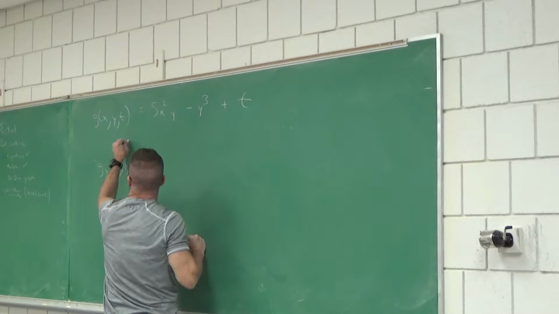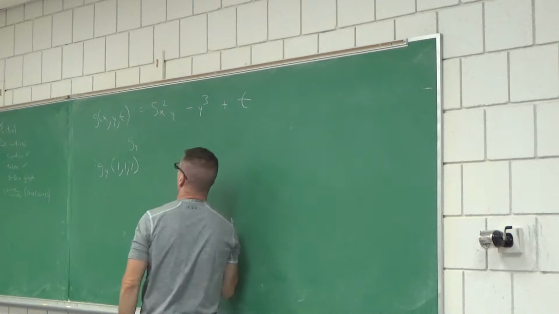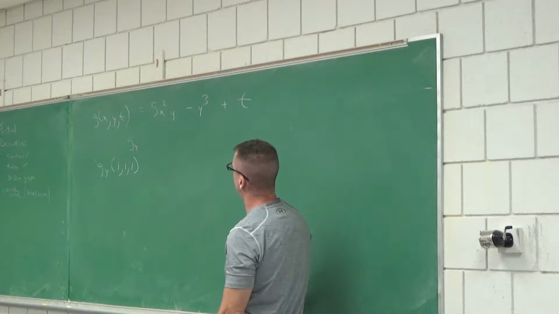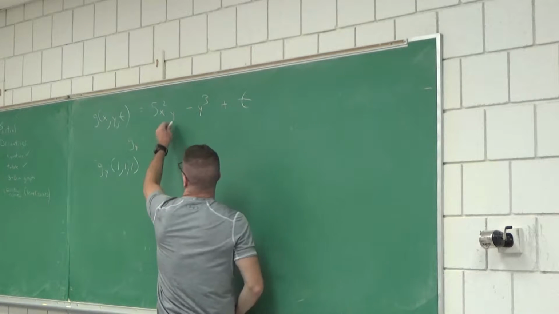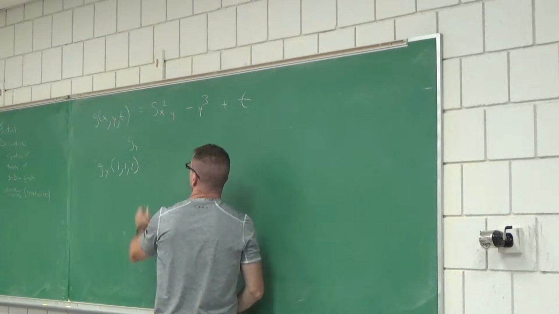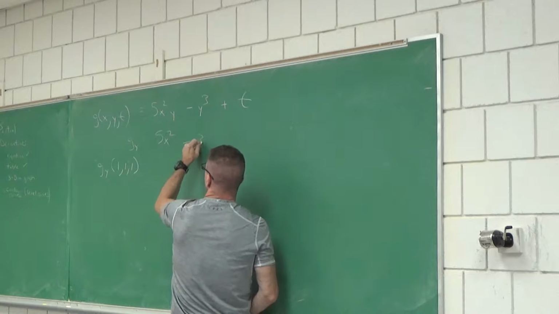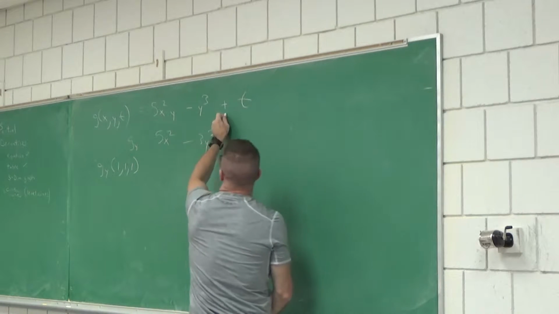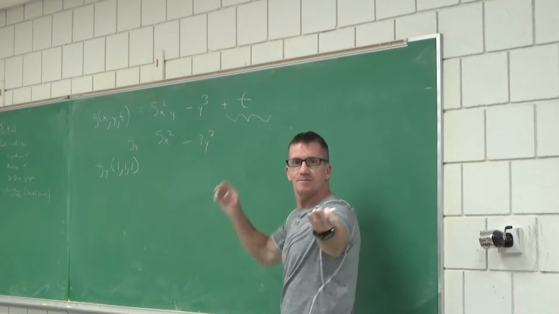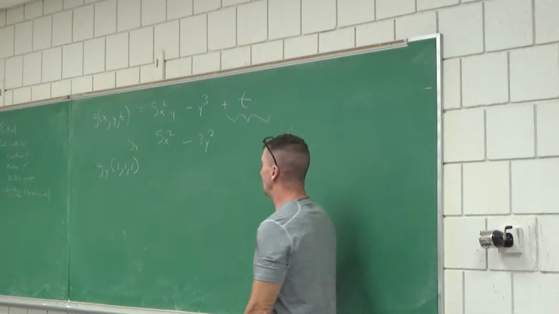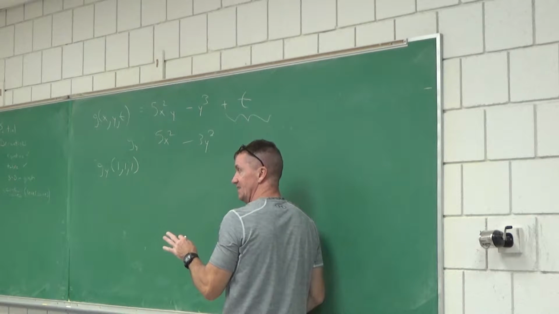What is g sub y there? The first partial of g with respect to y. What does this become? 5x squared. Just 5x squared. Brilliant. That's easy. Here's the thing we're talking about. What happens to plus t? Yeah, plus 0. Nothing.